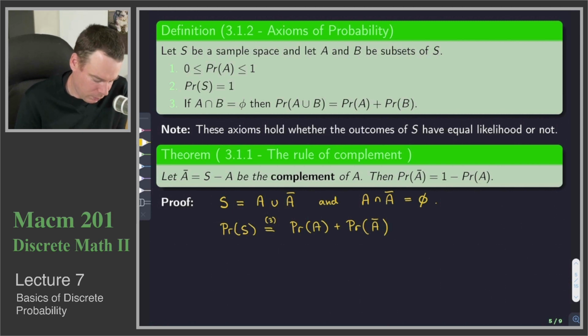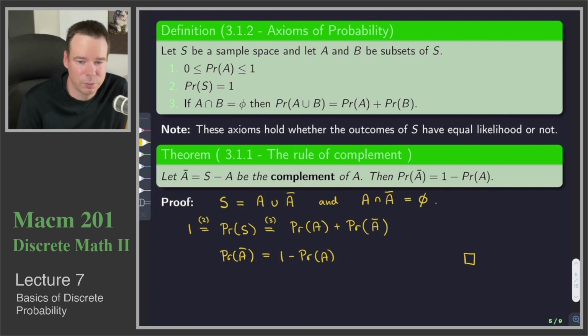But we also have from axiom 2 that the probability of S is 1. And so we can solve this equation for the probability of the complement, and that is 1 minus the probability of A. And there we go, a little box to indicate the end of our proof.